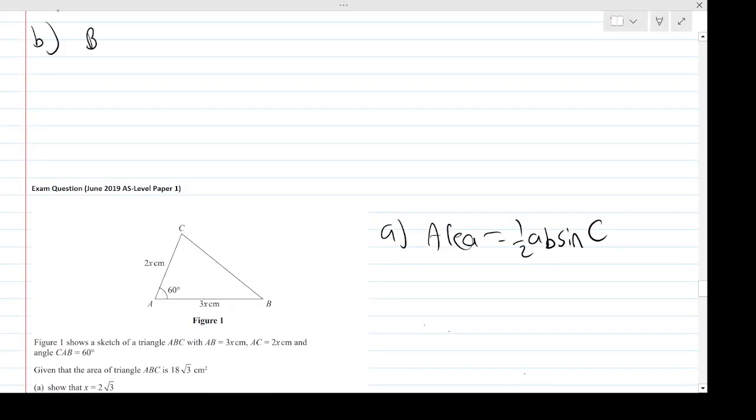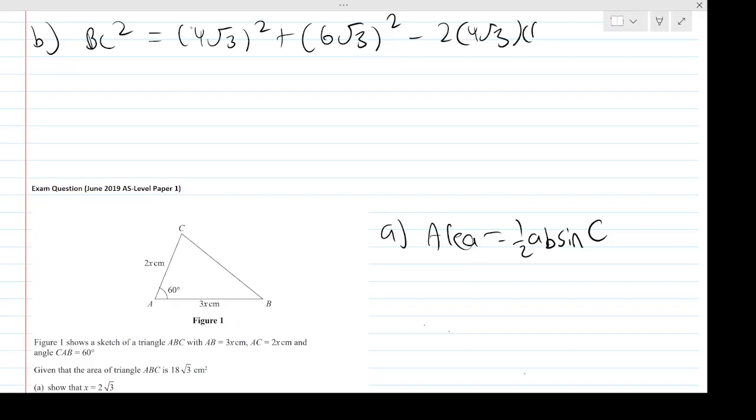So BC squared is going to be this first side all squared. Well, that'll be 2x, right? But we know that x is 2 root 3, so 2x is going to be 4 root 3, all squared. Add the other side squared, so that's going to be 3x. But 3 times 2 root 3 is going to be 6 root 3, all squared. Take away 2 lots of 4 root 3, 6 root 3.